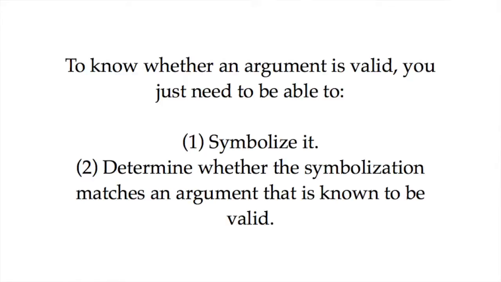What I told you last time is that all you need to do to know whether an argument is valid is symbolize it, and then determine whether the symbolization matches an argument that's known to be valid. The first way we're going to learn of doing this is called natural deduction, and that's what we're going to start doing today. We are going to talk a little more in depth about the words and or, and how we symbolize statements using those symbols. And we're going to talk about some very simple natural deductions.